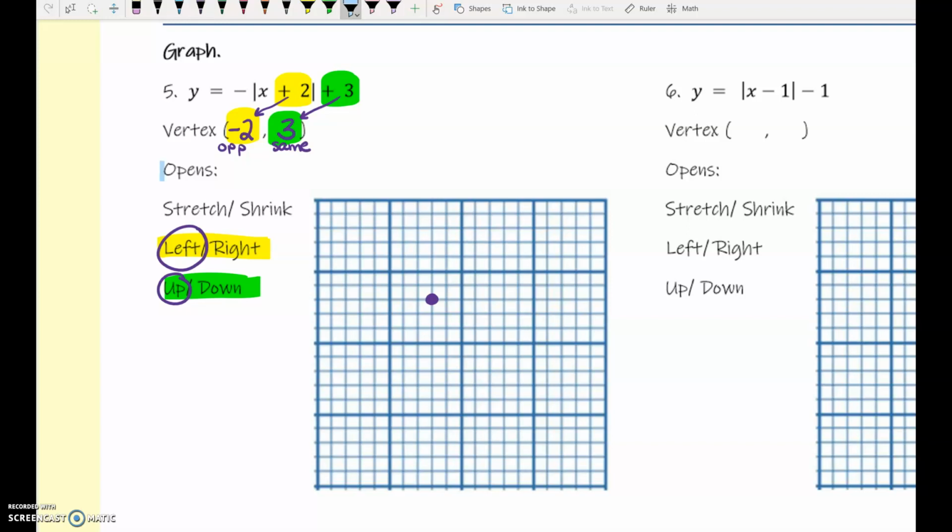Okay. How the graph opens is controlled by whether or not there's a negative in front. So there is a negative in front of this one, and that means the graph opens down. So it's going to look like the mountain shape graph, not the V-shaped graph. Is this a stretch or a shrink? That is determined by the number that's in front of the absolute value bars. Neither. So right over stretch and shrink, I'm just going to write a big old none.